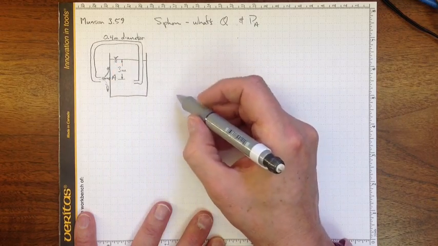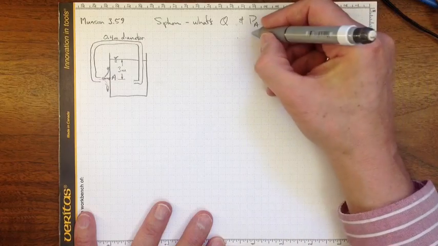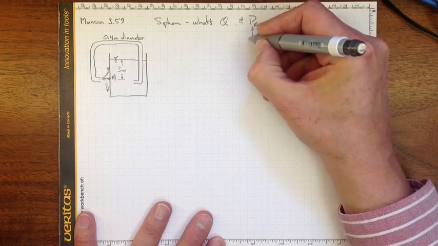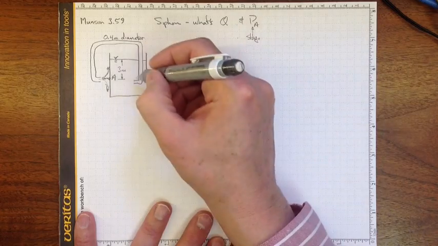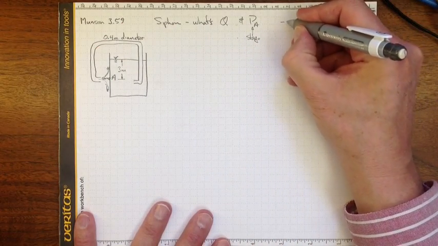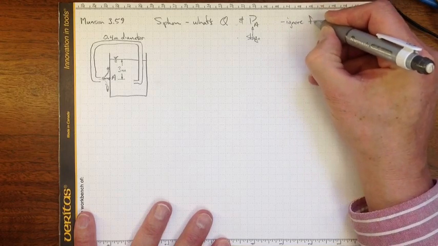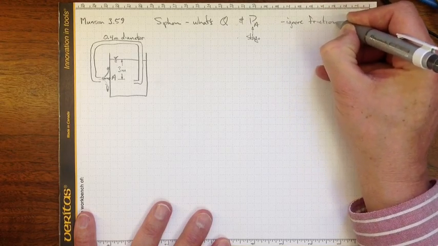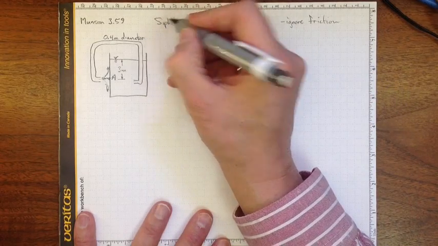And the question is asking us, at point A here, which is going to be a stagnation point, what's the pressure? So that's a stagnation pressure. And what's the flow rate through the tube? And it also says we can ignore friction, which is not a good assumption, but it's the best assumption that we can make at this point in the course.